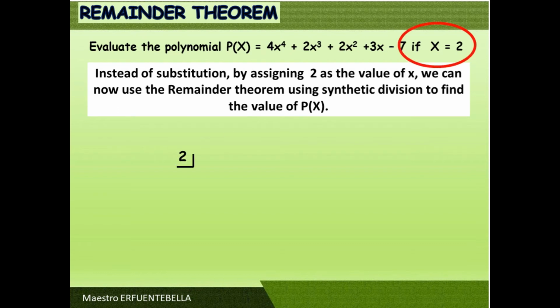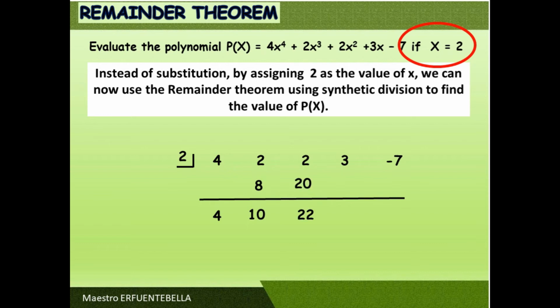And so therefore, our r, the value of small letter r, is also equal to 2. So copy all the numerical coefficients of the polynomial, or the dividend. So we have 4, 2, 2, positive 3, and negative 7. Okay. So bring down the leading coefficient, 4, and 2 times 4 is 8. We add 2 to get 10. 2 times 10 is 20. Added to 2 is 22.